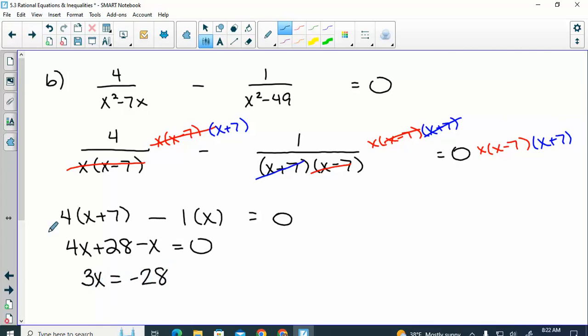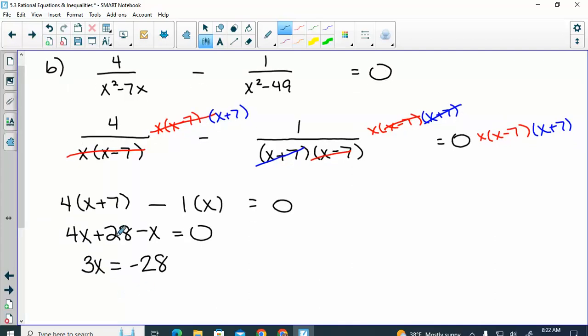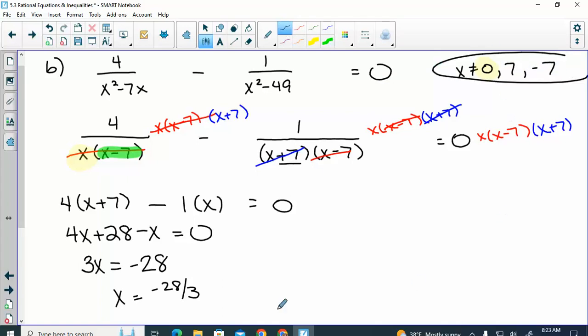Equals negative 28. I subtracted my 28 over 3. Can you tell me on this problem, what could x not have been? Look at my factor form. If you have just a plain x, that means x can't be 0. You had an x minus 7, so x couldn't be positive 7. And then we had an x plus 7, so it couldn't be negative 7. So I didn't get any of those answers, so mine is okay.